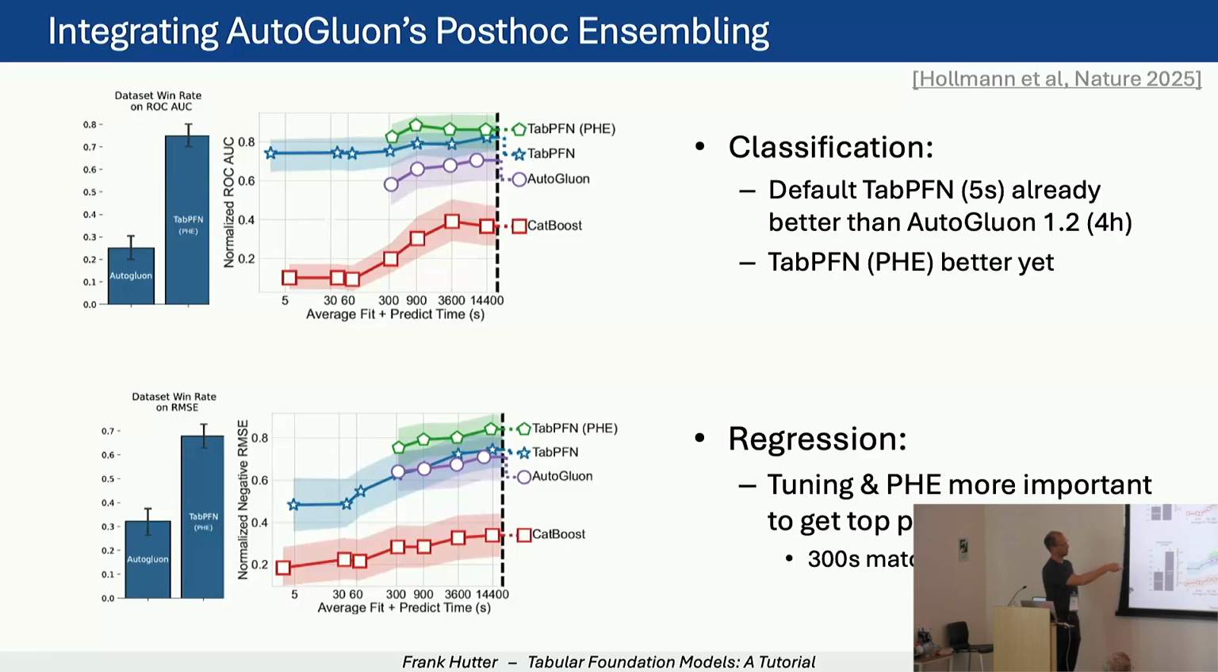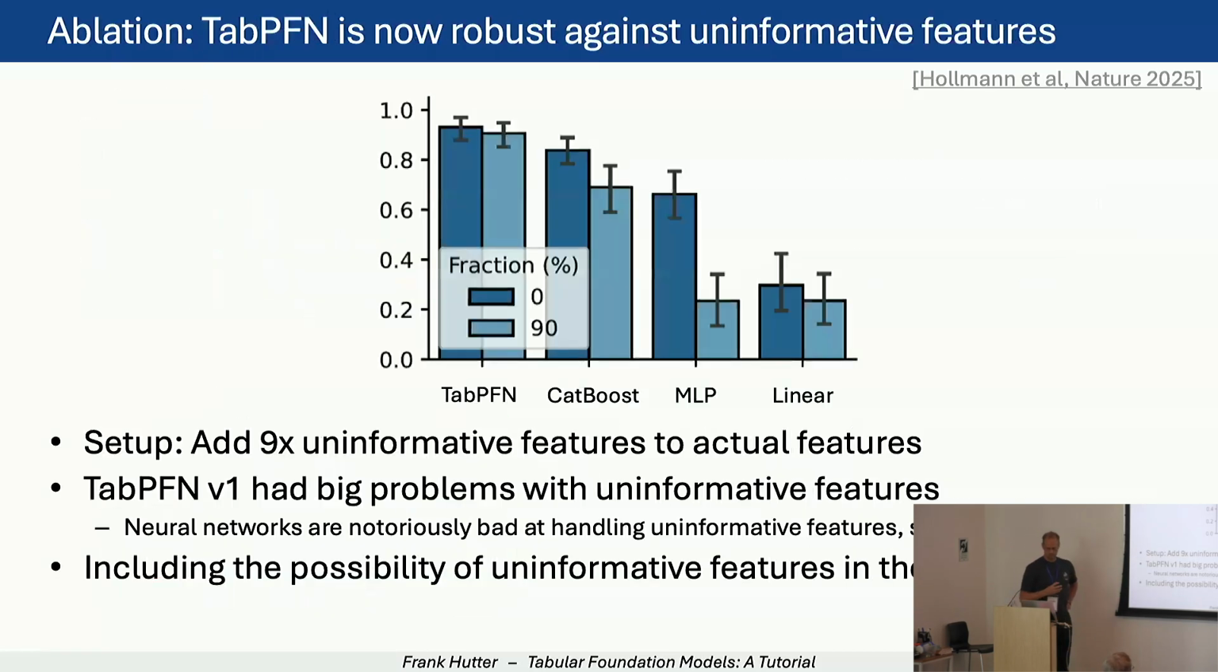But with a PHE on top, it was actually better than AutoGluon assembling, all kinds of other methods. All right, yeah, then a bunch of ablations. TAPFN is now in version 2 robust against uninformed features. It was not in version 1. So here the setup was adding, for one feature, adding 9 times a feature just as noise.